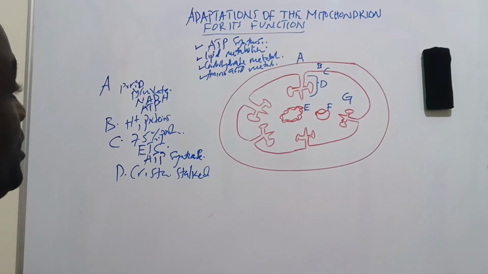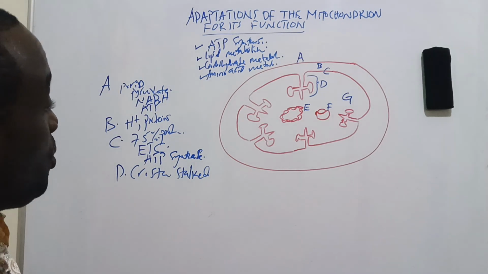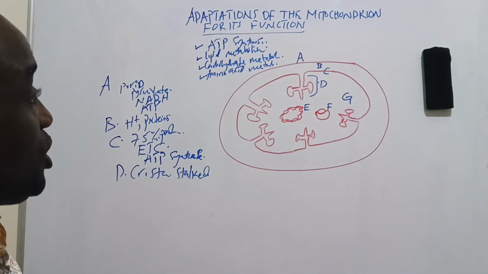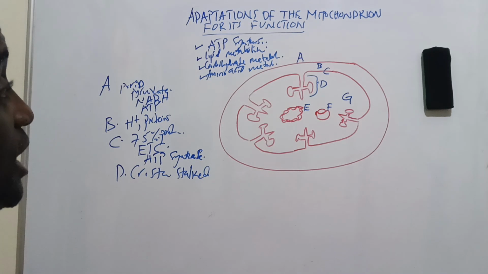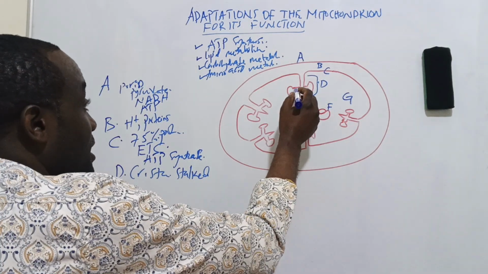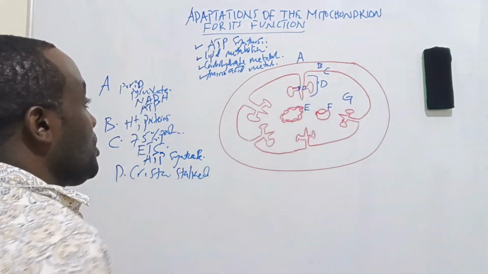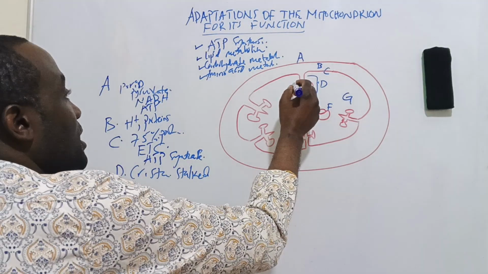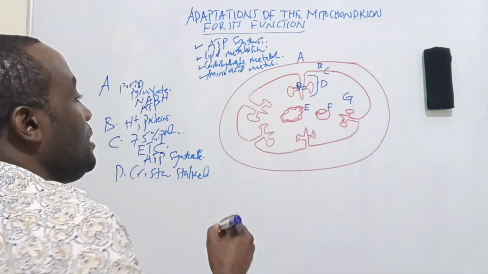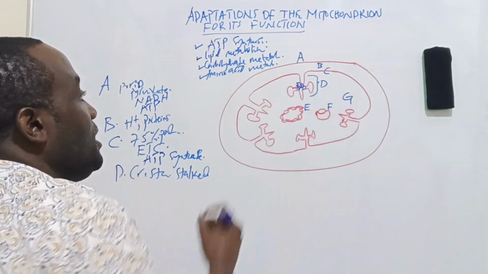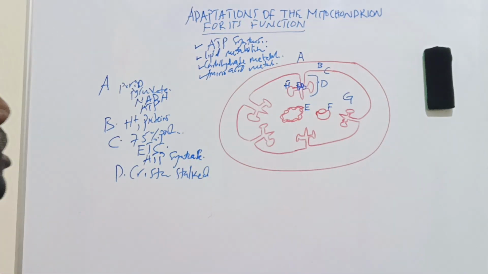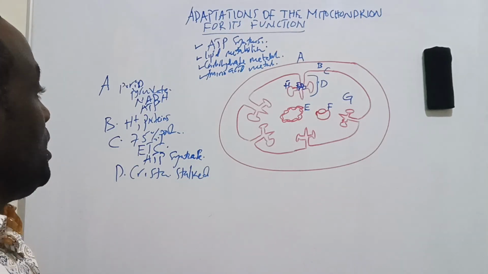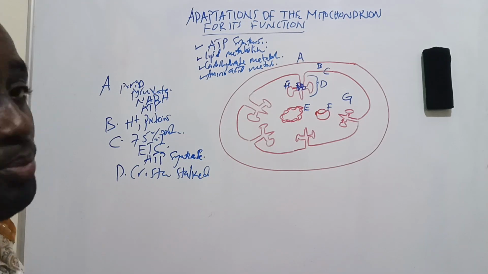The crista has the ETC, the electron transport chain, but it also contains the stalked particles. Those stalked particles are the ATP synthase that you see there. It has the F0, which is embedded in the inner mitochondrial membrane, and the F1, which is the head. This is the ATP synthase that is involved in ATP synthesis.